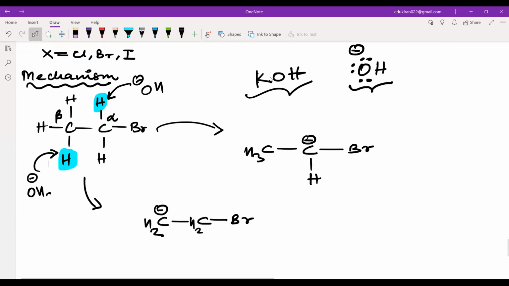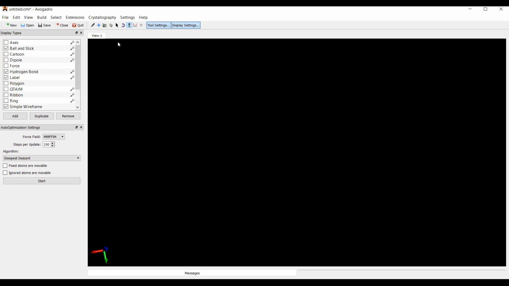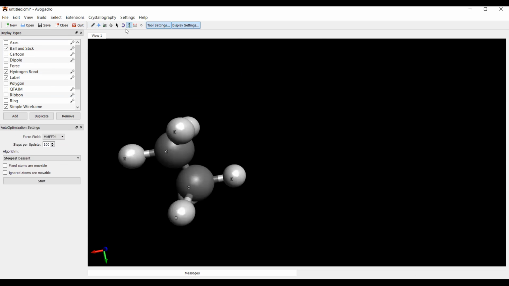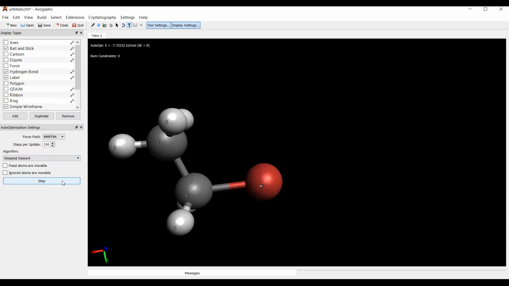Let me do one thing. Let me show you guys. Wait a second. Let me just first of all add a carbon atom. Optimize the structure first, right? Then I need to add one bromine atom, right? Yeah. There will be a bromine atom. Where is bromine? Yeah, there is bromine. Then I need to optimize this thing.